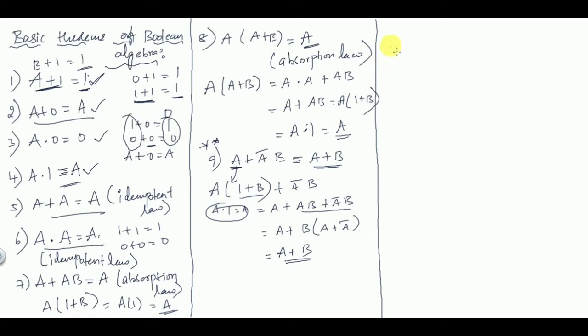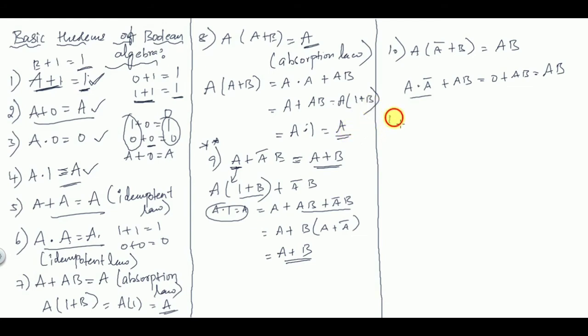Okay, the last theorem: A into (A bar plus B) is equal to AB. Just multiply these two: A into A bar plus AB. A into A bar is 0, and 0 plus AB is equal to AB.